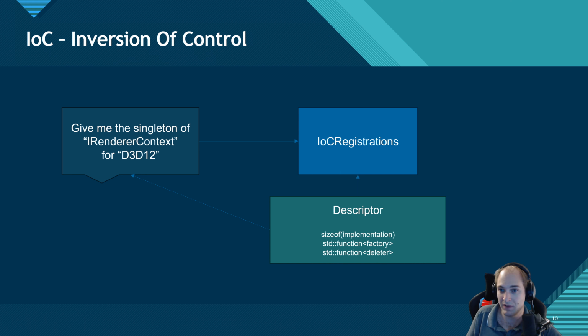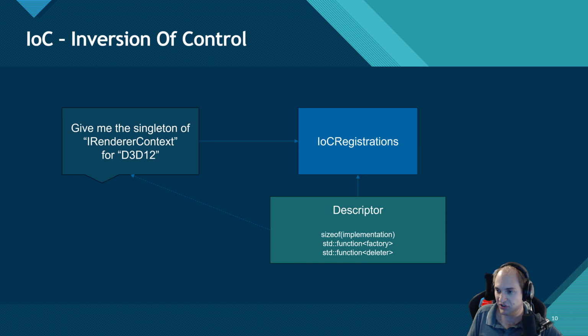On Windows, we have two available, D3D12 and Vulkan. And then later in the config file, there's something like renderer equals, and then you give it a name, for example, D3D12 or Vulkan. And at startup, I'm basically going to call the IoC registrations: give me the templated function IRenderer context template, with the arguments config get value for key renderer.